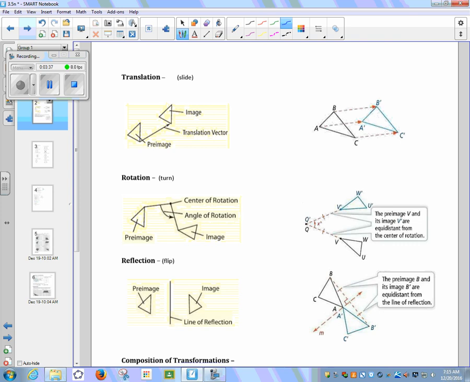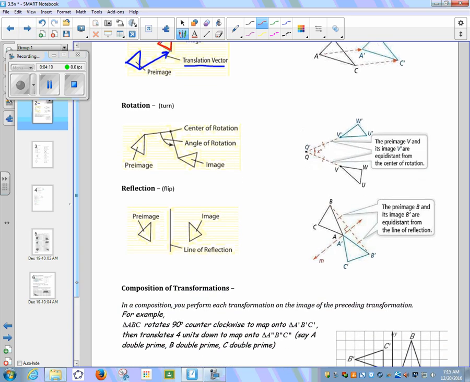So a translation is if you just slide an image over. You could go to the right, to the left, up, down, diagonally, whatever, but it doesn't change the shape at all. It just changes the location. So a translation vector is just an arrow that shows you, okay, I'm moving this image and I'm just sliding it up and to the right here, and that becomes the new image. That's a translation, a slide.